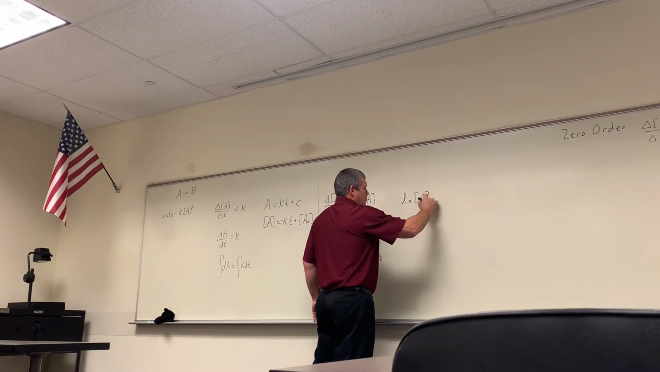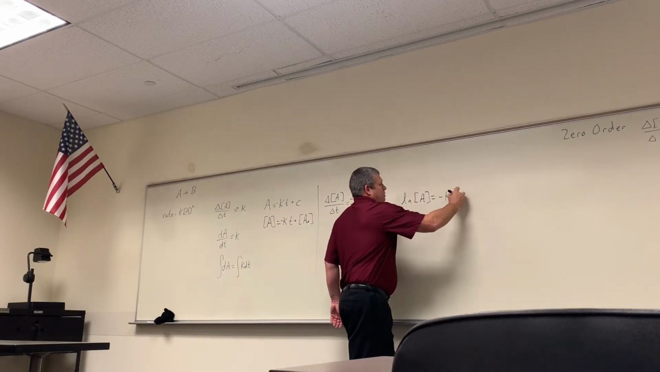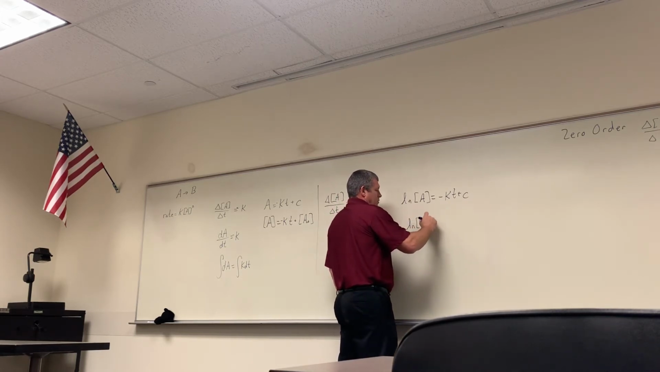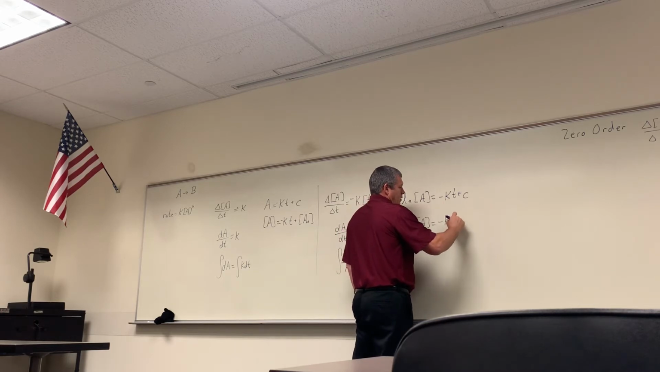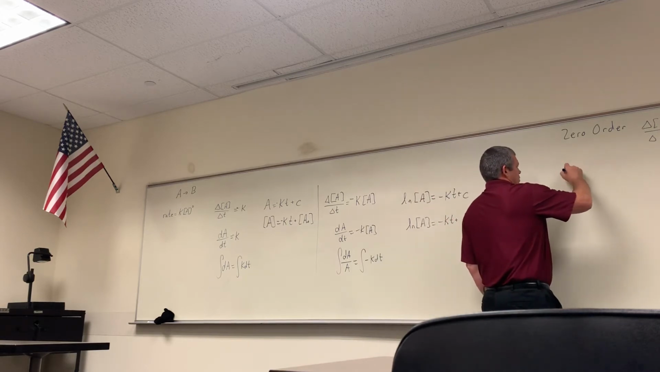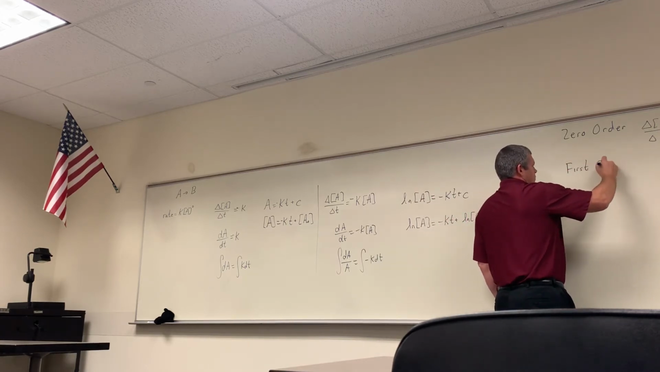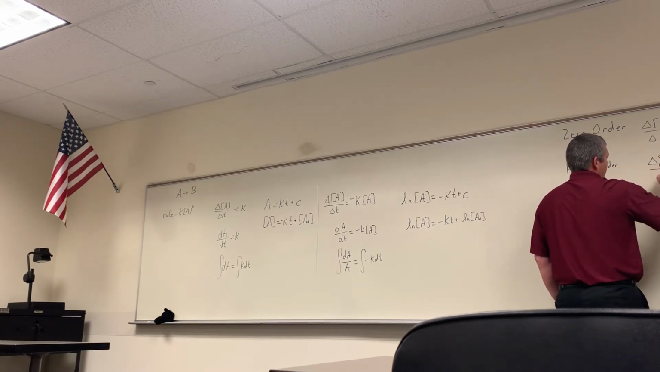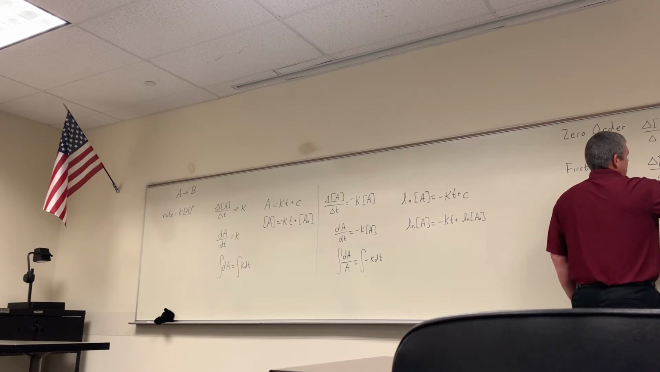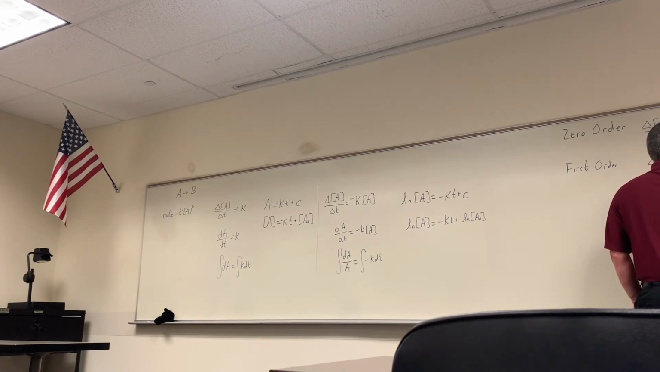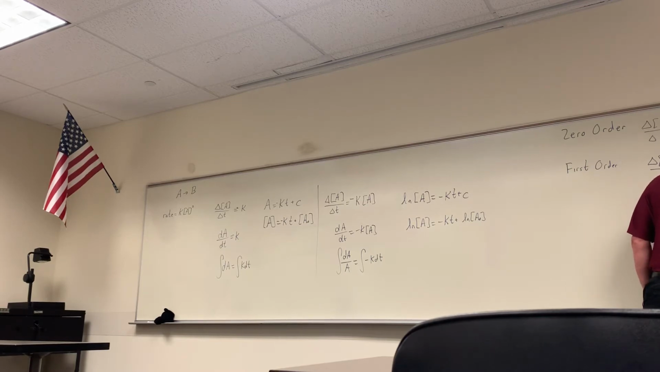So the natural log of the concentration equals negative kt plus C, and when we do our substitution, we get the natural log of the concentration equals negative kt plus the natural log of A naught. This is a first order system, where the change in concentration of A over time is equal to a decrease in the concentration of A. And the integrated rate law is the natural log of the concentration equals negative kt plus the natural log of where we started.